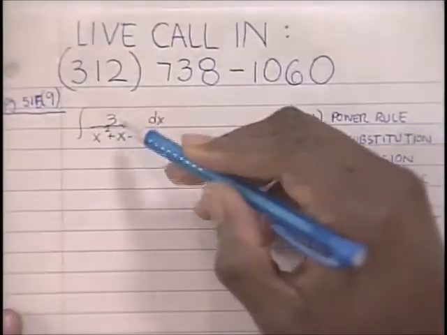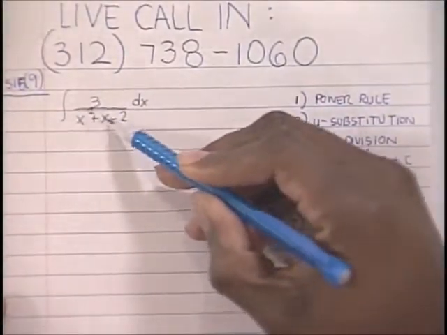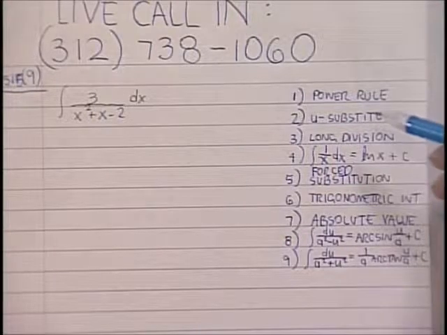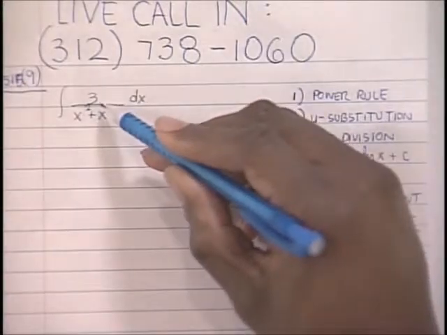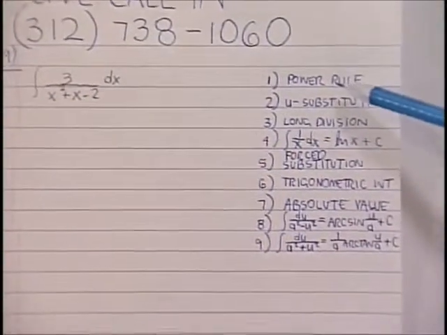You've got this antiderivative, 3 over x squared plus x minus 2. I'm going to introduce a technique called partial fractions. And what that is, that's rewriting this, all right? This is a tool that you're going to use in calculus.